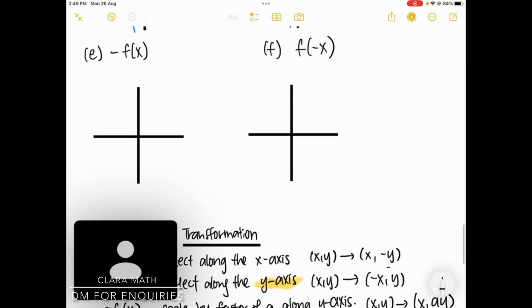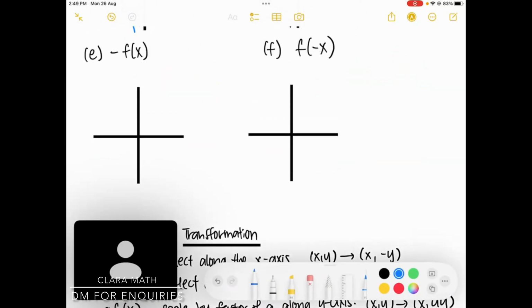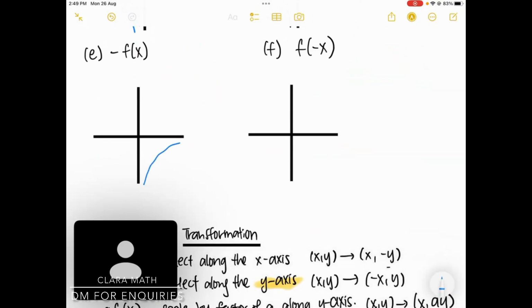Okay, now this one is easier. The negative version of 1 over x is just a reflection. You flip it up and down like what we said just now. So that will be here and here. This is basically negative 1 over x. So basically you can see this as mirrored on the x-axis. You take the x-axis as the mirror and then you flip it.